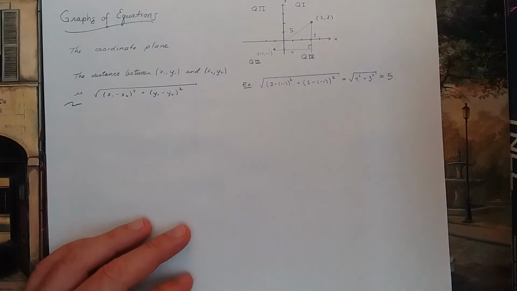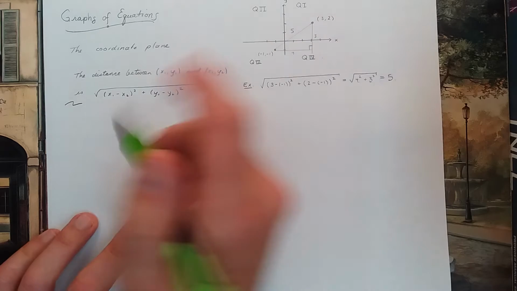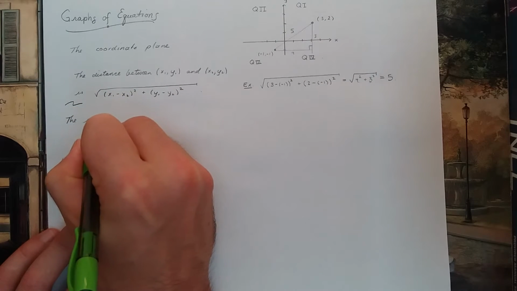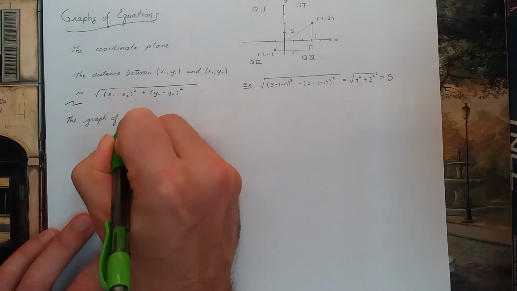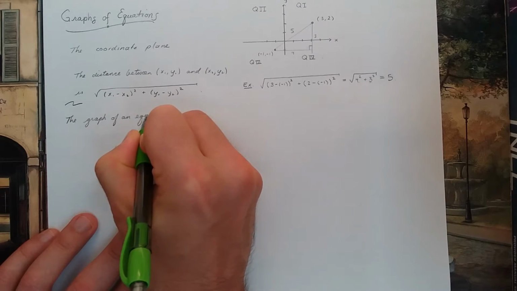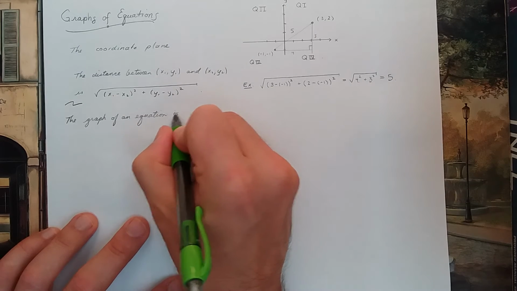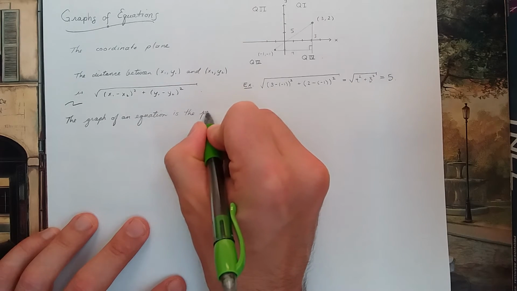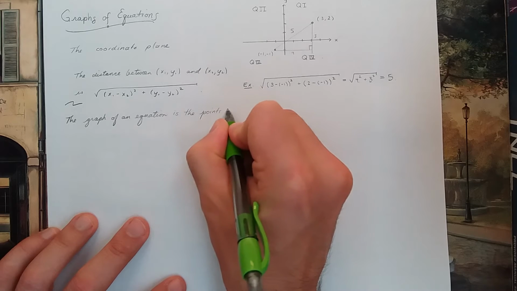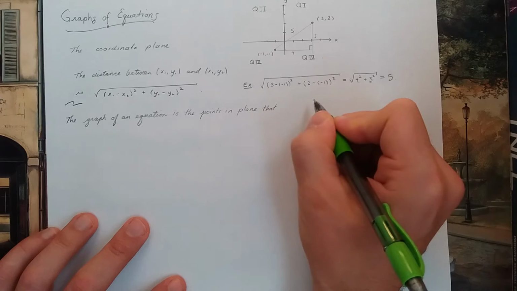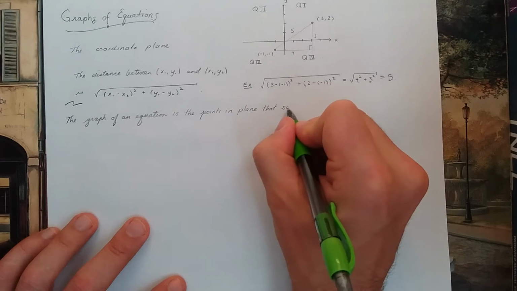So we're going to draw graphs of equations in the coordinate plane. What is a graph of an equation? So the graph of an equation is simply the points in the plane that make the equation true, so that satisfy the equation.